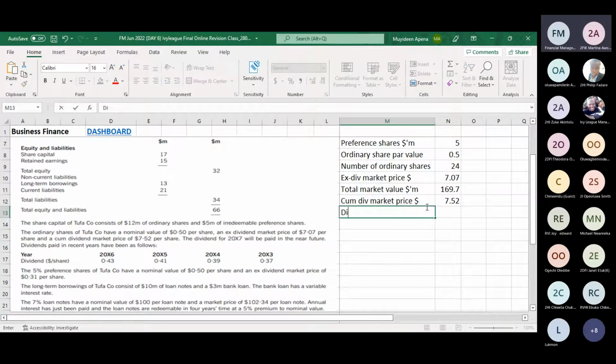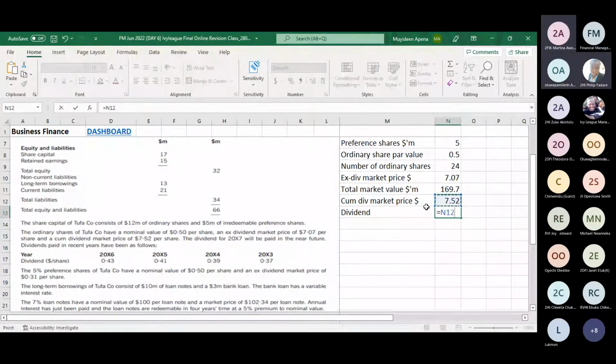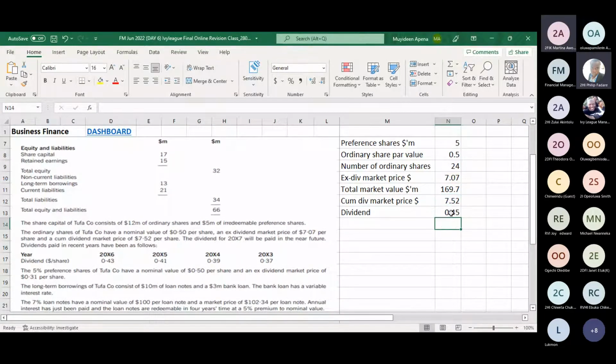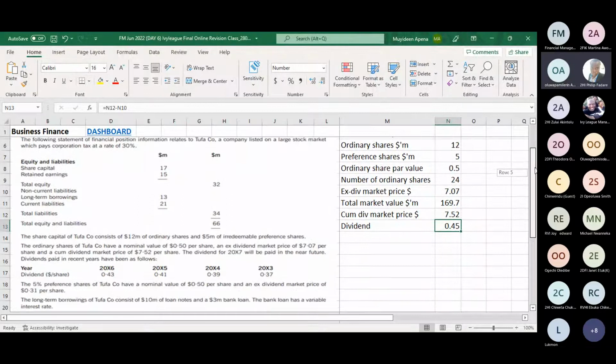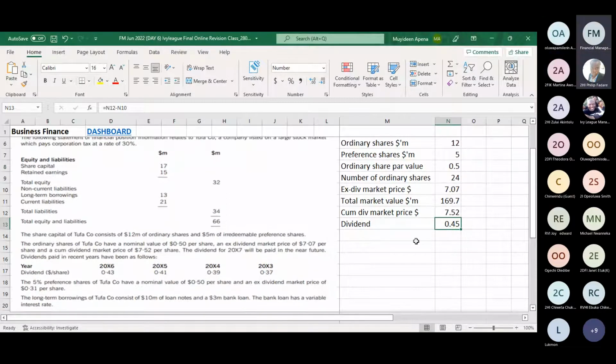So the dividend paid in the near future is what? Cum div minus ex div. What do we have? 45 cents. Yes, sir. Okay, so which means it's not a 20x6 dividend. You agree with me? Yes, sir. So that consolidates the thought to say the information is for 20x7. Okay, that's fine.